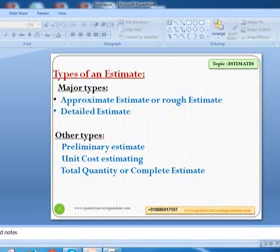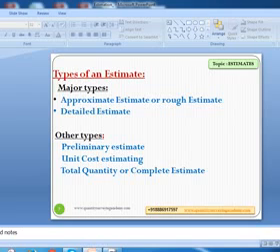Now let us see what are the types of an estimate. See, there are majorly two types of estimates. Number one is an approximate estimate. It is also called a rough estimate, and in some places it is also called preliminary, which you do in the initial stage. The second one is detailed estimate. These are the major estimates. I am repeating again. In types of estimates, whenever you come across, the simple answer is approximate estimate and detailed estimate.